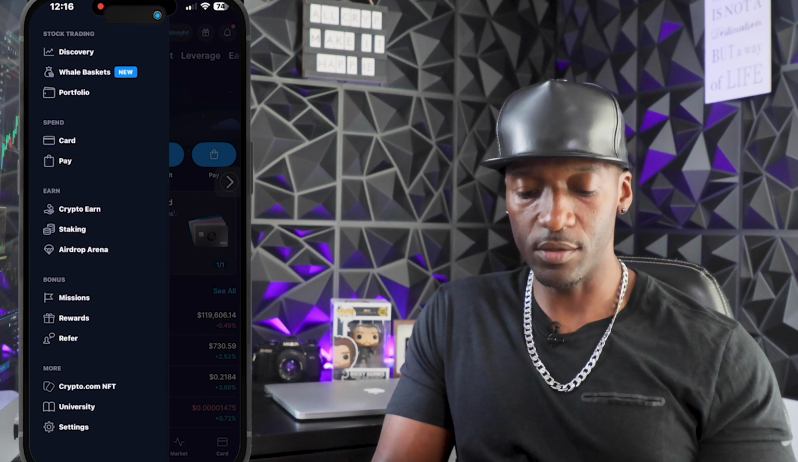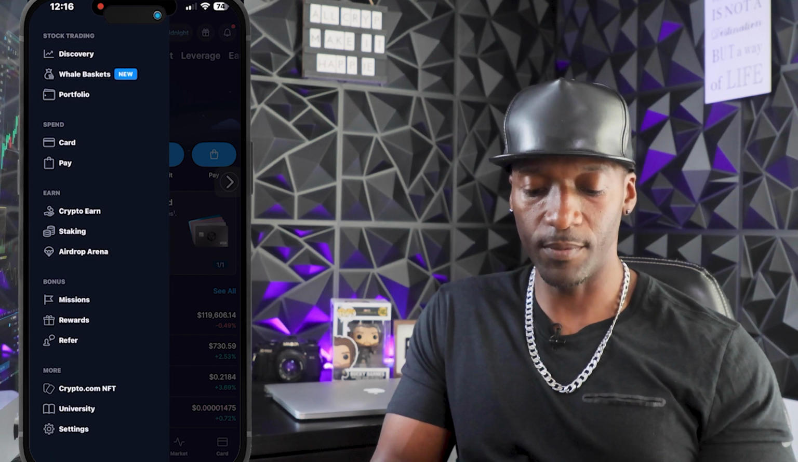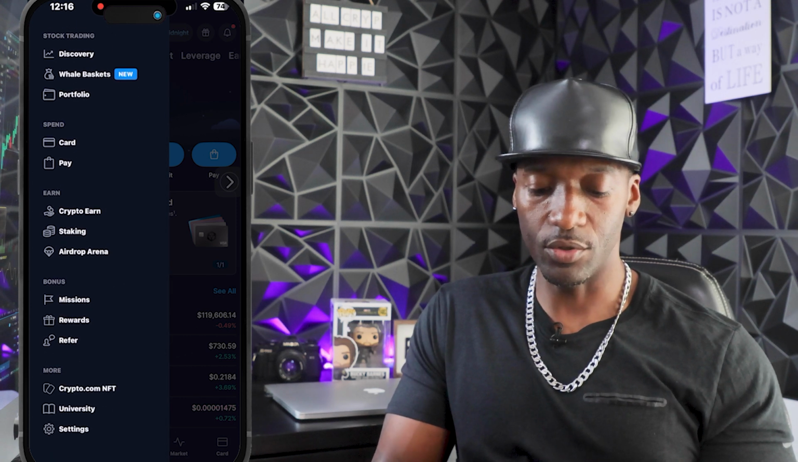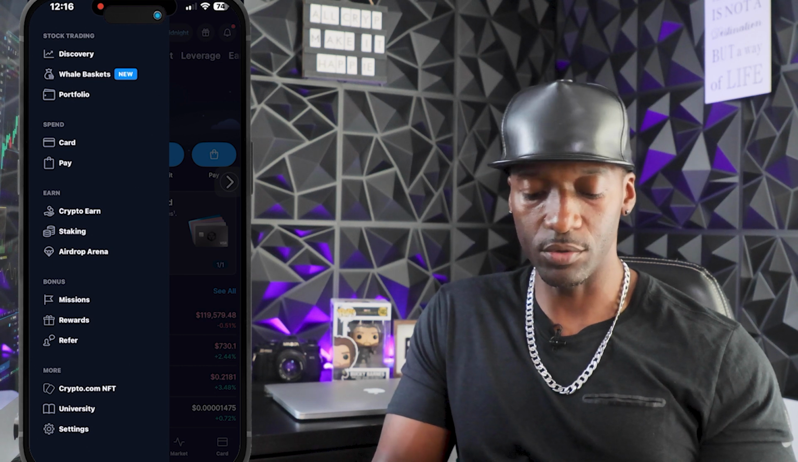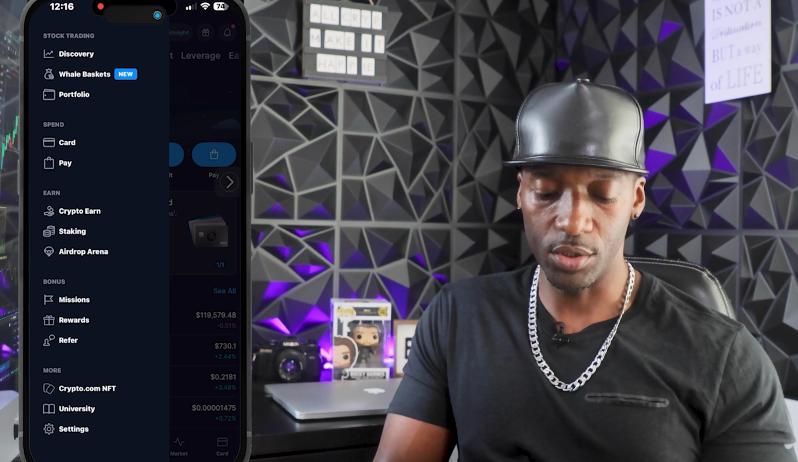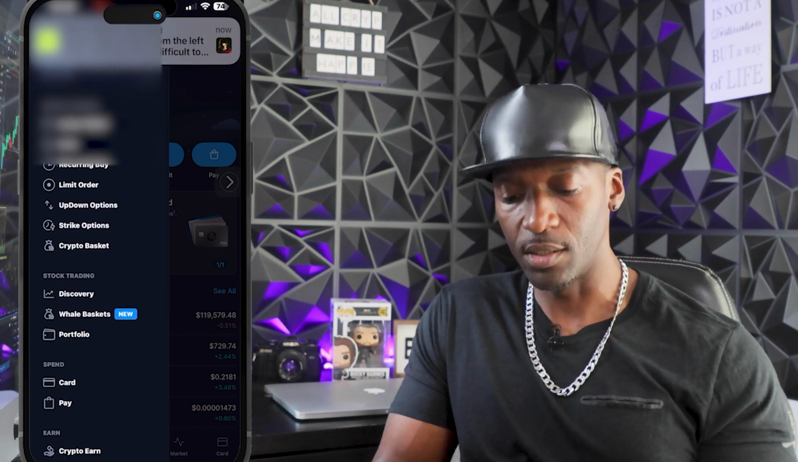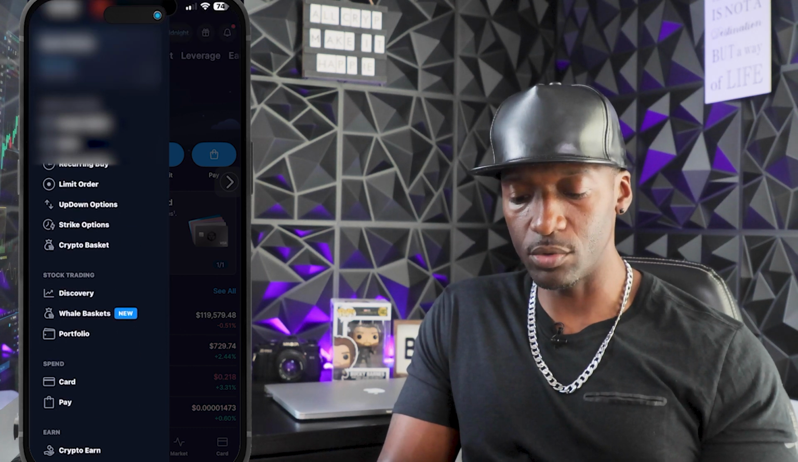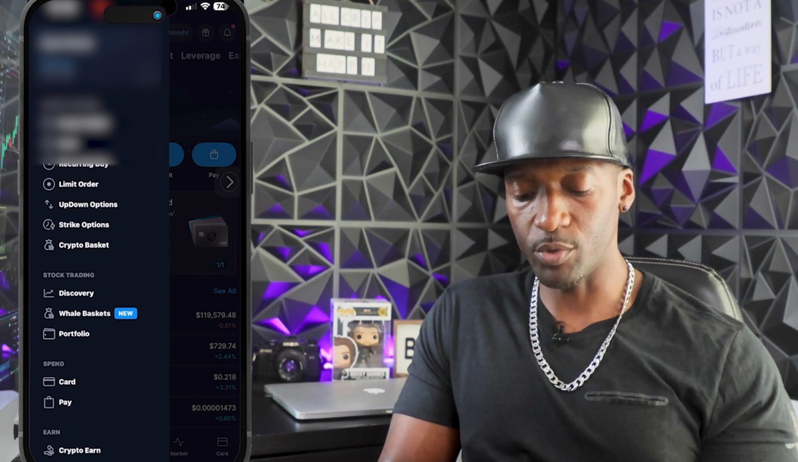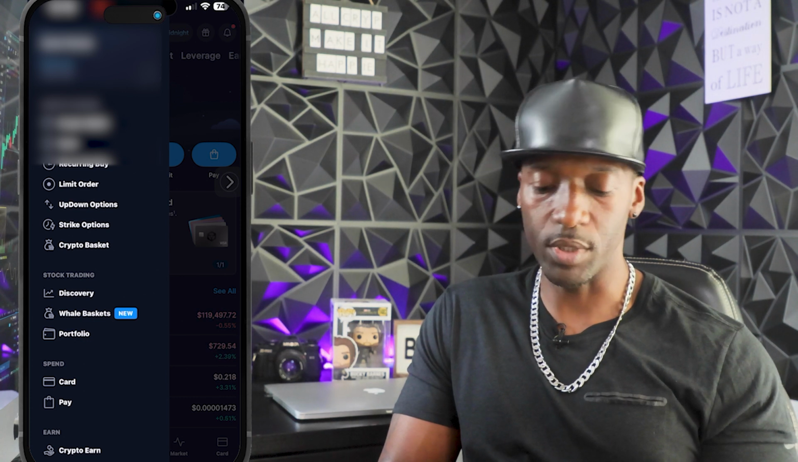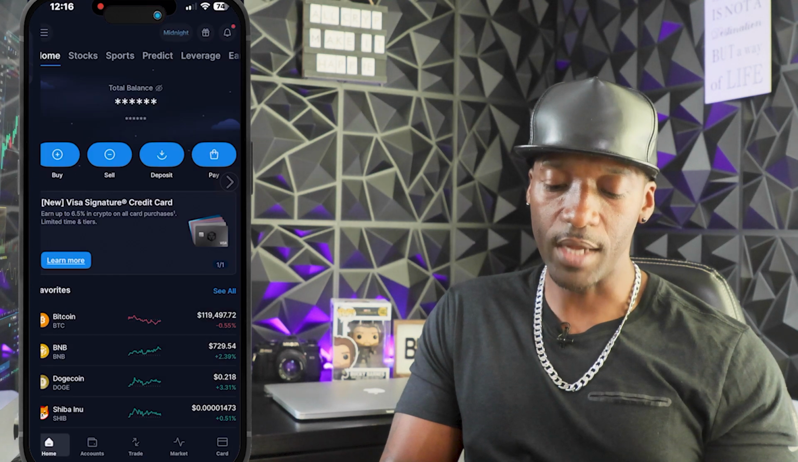Also, you can get the card where you will get rewards based on your purchases. You see it right here, earn crypto by staking. There's the airdrop arena. You can go through missions where you can earn crypto also. You can go through the rewards, and then you have where you can learn: Crypto.com, NFT, and then university. It's a lot in there. But what we're gonna do is we're going to go through the crypto wallet. Well, no, we're not gonna go through the crypto wallet. Well, I'll go through it one by one.